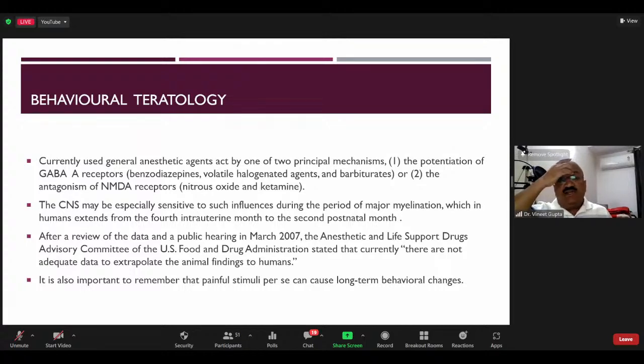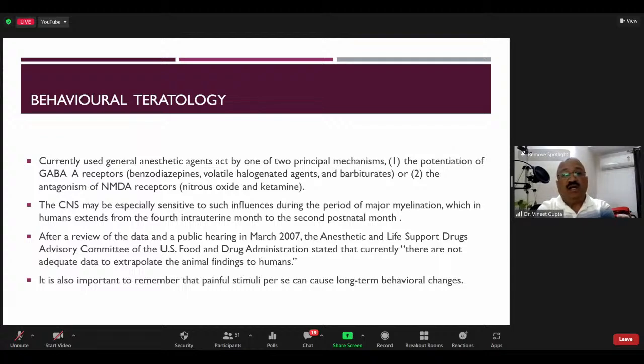CNS may be specifically sensitive to such influences during the period of major myelination, which in humans extends from the 4th intrauterine month to the 2nd postnatal month. So again, emphasis is on the 2nd postnatal month, CNS. CNS is very, very important because that is the only system which in fact is being affected even postnatally.